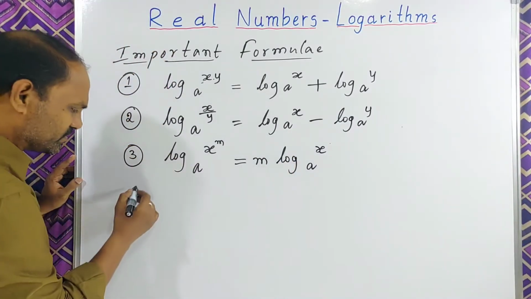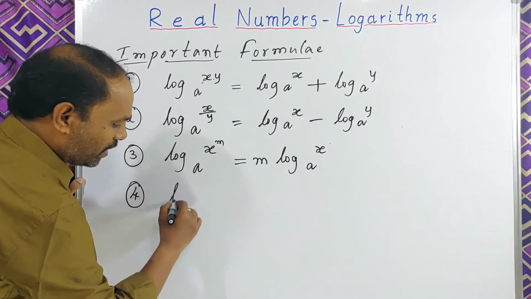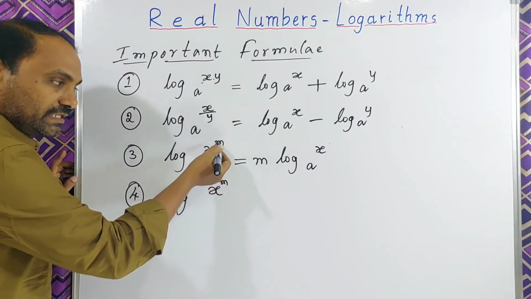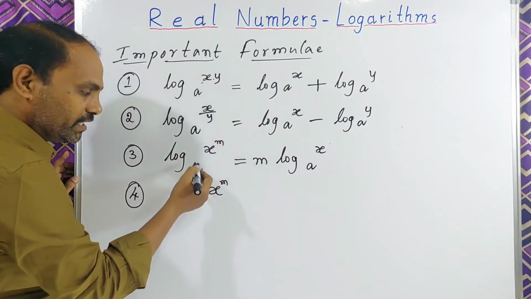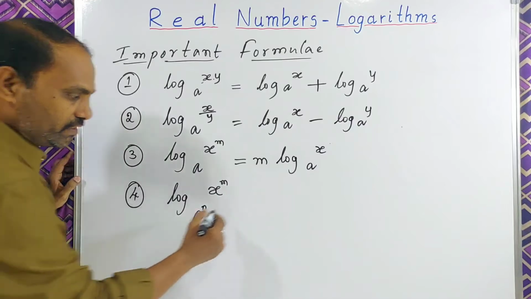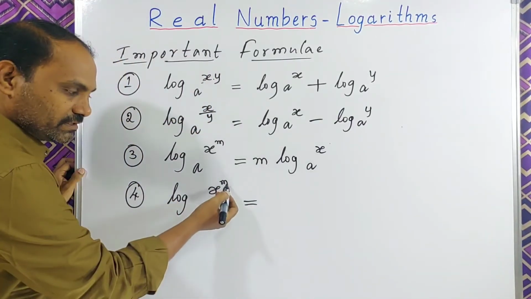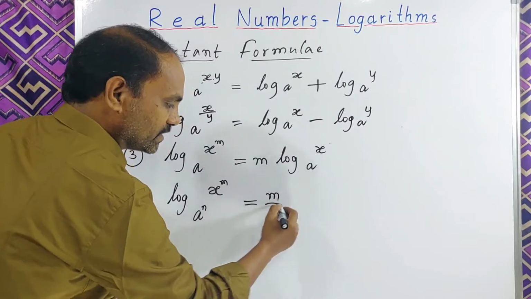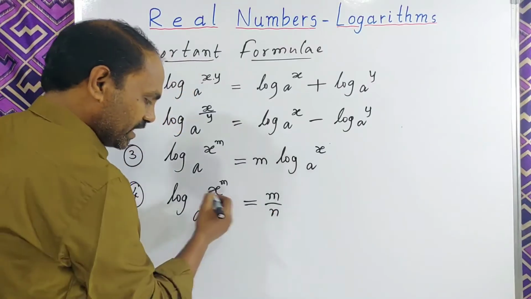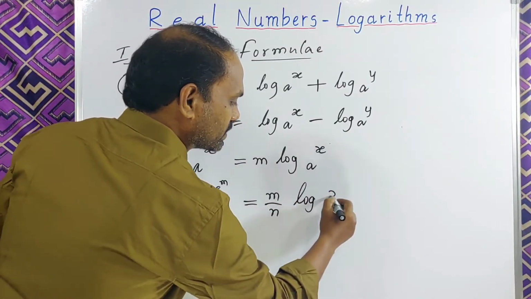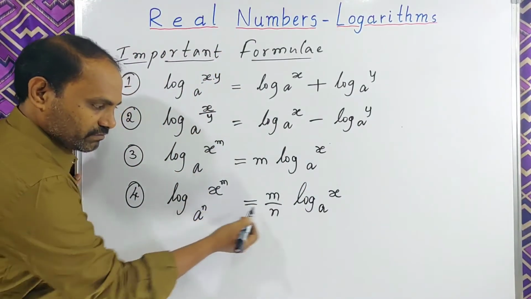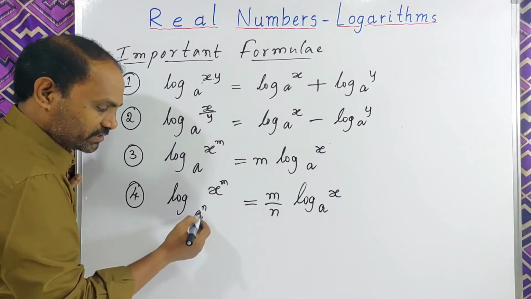Fourth formula, same as this one only. Log, for example, x power m, here the logarithmic value also has an exponent and the base also has an exponent. In this situation you should write first this exponent by the base exponent and then log x to the base a. So m by n you should write and log x to the base a.